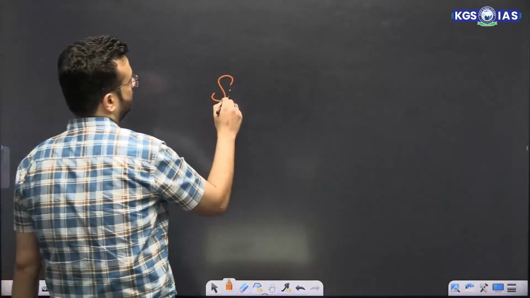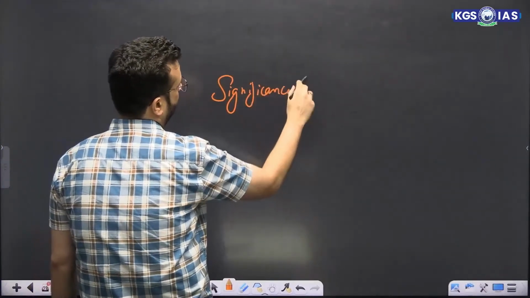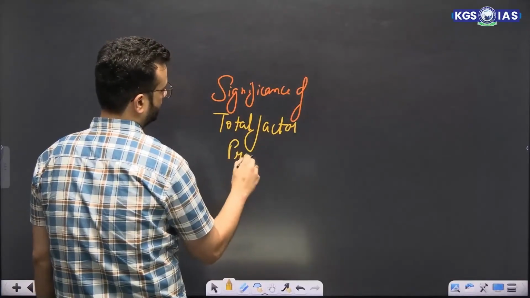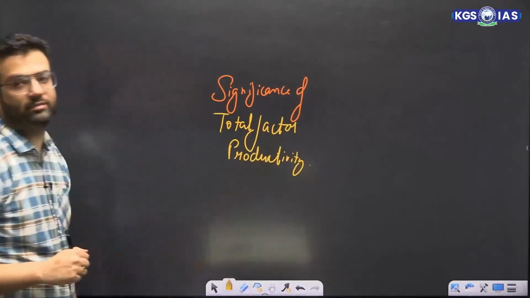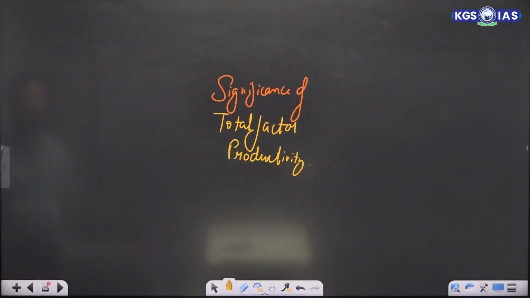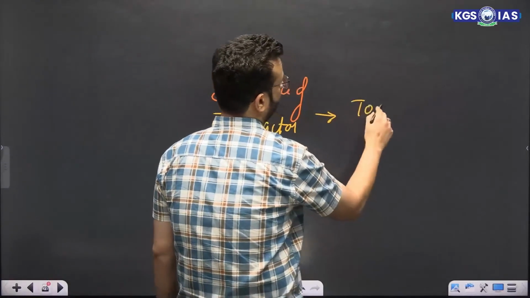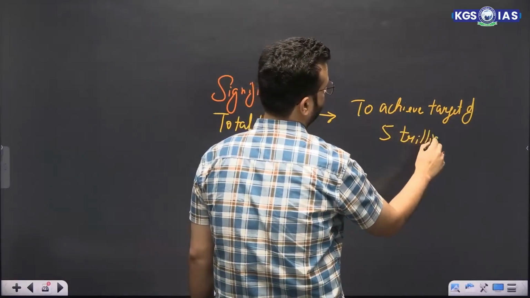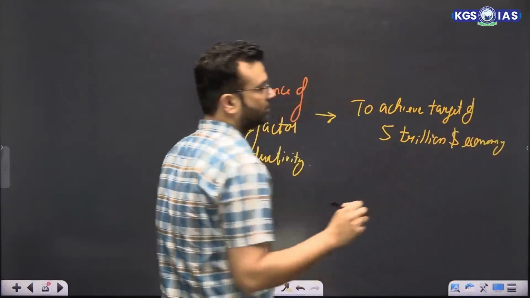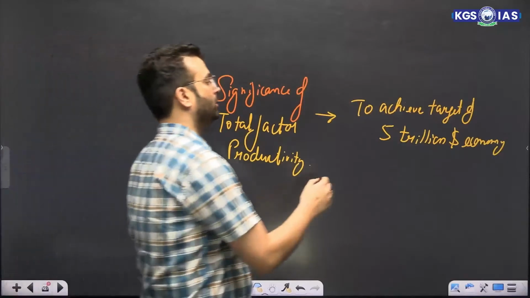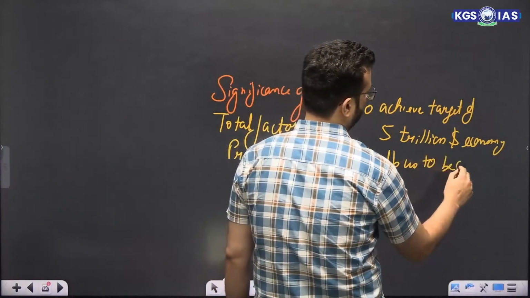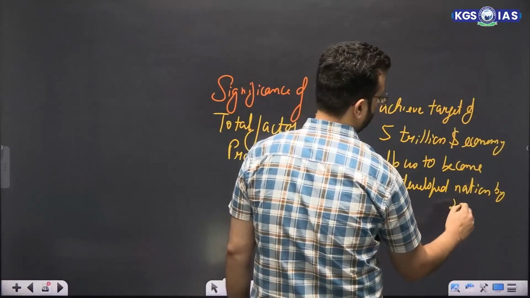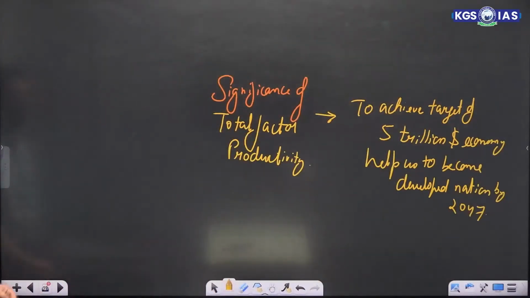Now let us look at the significance of total factor productivity. What is the overall significance of this total factor productivity? Why is it so significant, so important? First of all, to achieve the target of a $5 trillion economy. This is very essential. And that will help us become a developed nation by 2047. This is the first significance.